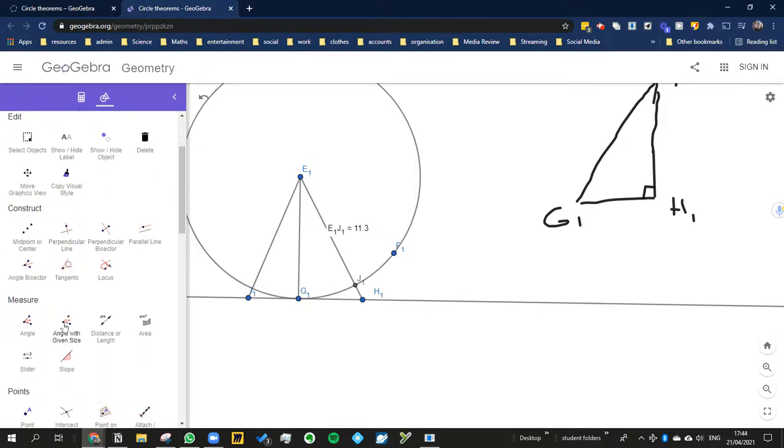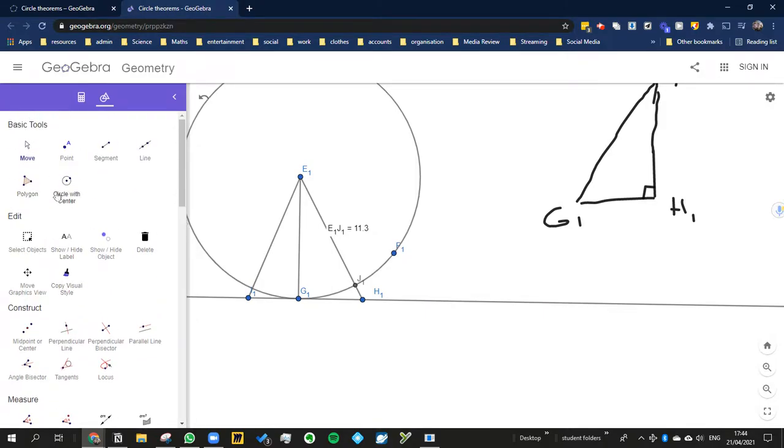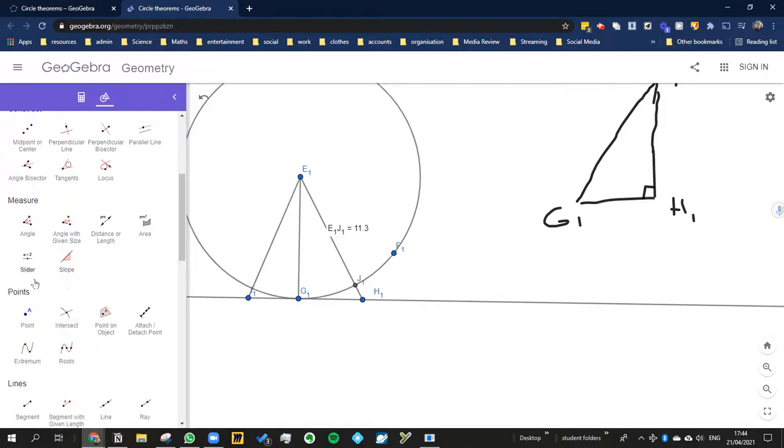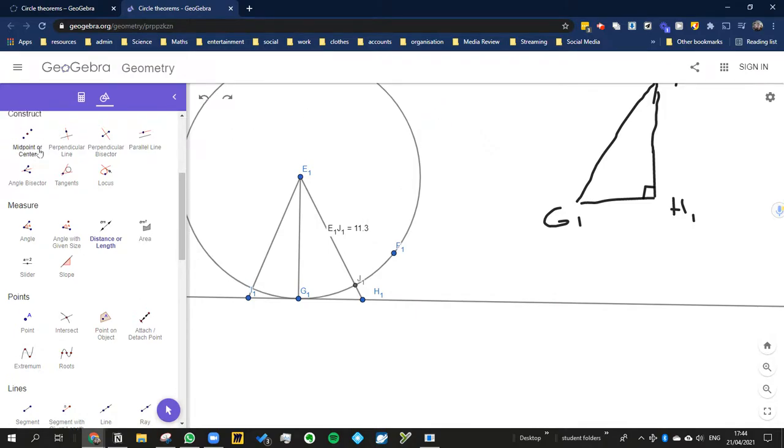I wonder if I can actually measure without actually drawing a line. I think I can. Let's just give it a go. Distance, let's go from E1 to just the side there. Oh, okay. That's the circumference. All right. Fair enough then.